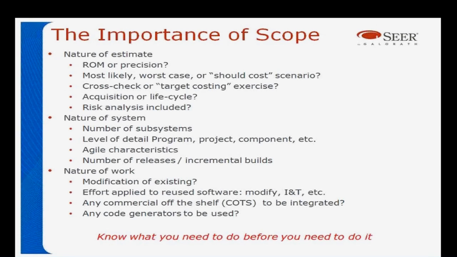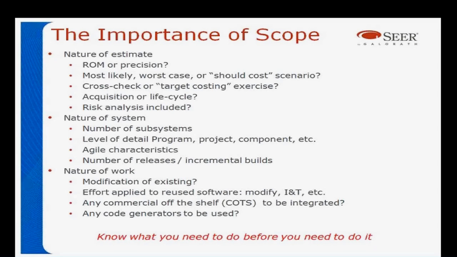Again, looking at the scope in a little more detail. What are we trying to accomplish? Is this the worst case scenario? What if everything goes wrong? Is it a best case scenario? What if everything goes right? A rough order of magnitude. Are we doing risk analysis? And we always should do risk analysis, but sometimes our early estimates are just getting a sort of a number.